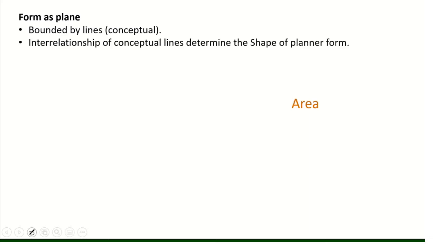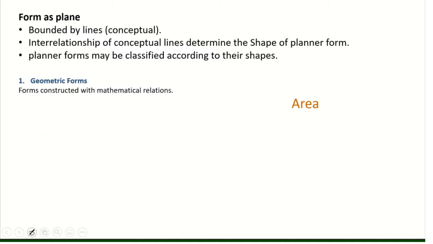The next concept is form as plane. Form as plane means, as we already know, a plane is bounded by some lines. Of course, these lines may be conceptual. So this interrelationship of conceptual lines determines the shape of the planar forms. These planar forms may be classified according to their shape. How these are interrelated and how these are classified, let us go into detail.